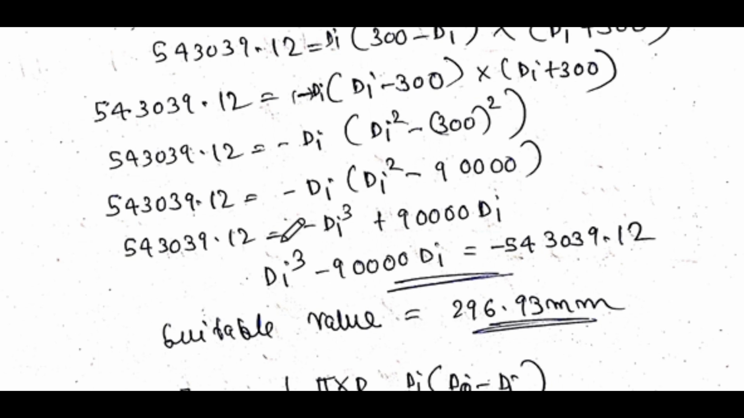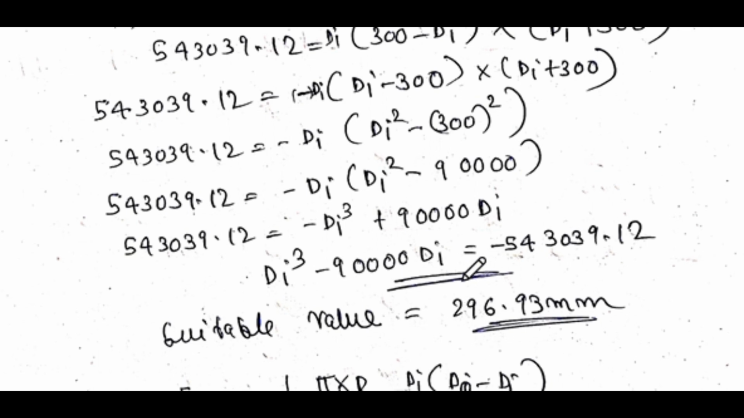Obviously this is a cubic equation, so we will get 3 solutions. One value will be negative, which cannot be taken because a diameter cannot be negative. The other two are positive values, but we only take the larger positive value. The suitable value will be 296.93 mm. That's the inner diameter. We can round it off to 297, or simply put it as 296. So that's the clutch dimension.